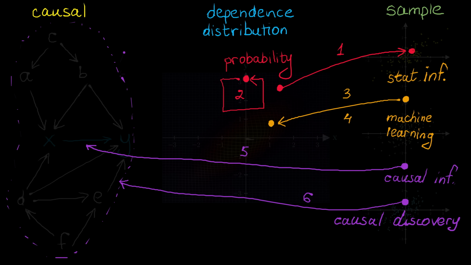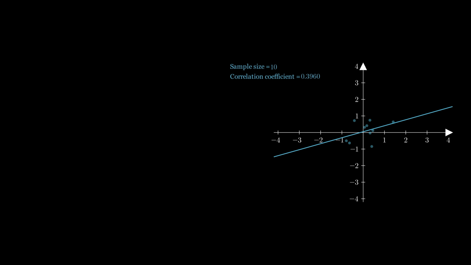Now that we have built the shelves in our minds for the two different universes and the sample, let's get a little more practice with each of these. For example, suppose we have a sample of 10 observations on two random variables. We calculate their sample correlation coefficient to be 0.396, and we plot them on a coordinate axis and draw a least squares line.